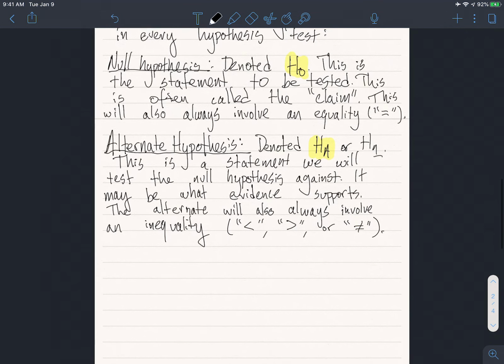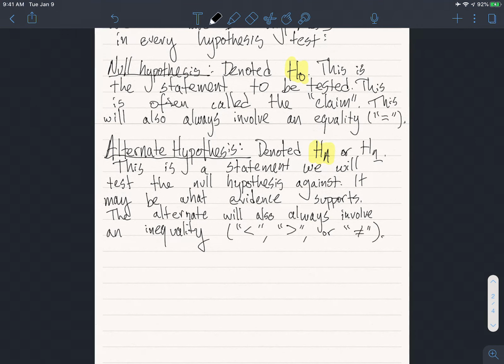So the null hypothesis is the claim. For instance, I claim 13% of people are left-handed. The alternate, denoted HA, would be what we test against. It may be what evidence looks like it's supporting. So if you went out there and did sample 1 million people and found that it was actually closer to 30% are left-handed, you would probably think, hey, it might be greater than what you were claiming, Nick.